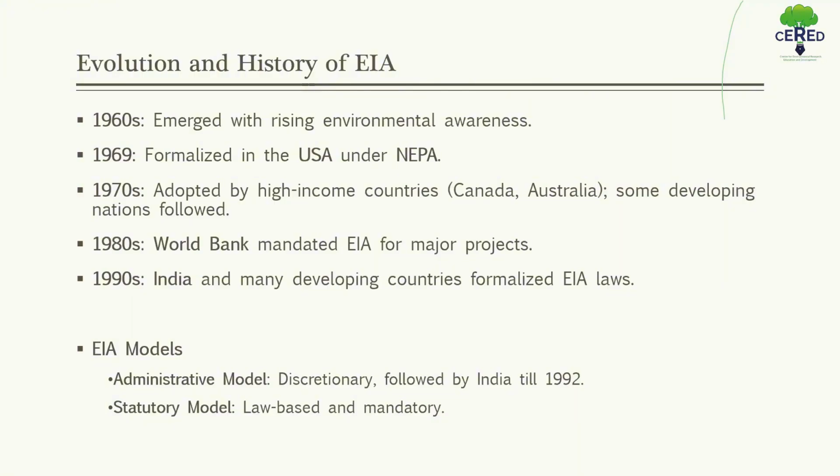Initially, India followed an administrative model and shifted to a statutory model by the 1990s. As you see, in the 1990s, India and many developing countries formalized EIA regulation enforceably. And it has two models. The first one is the administrative model, and the second one is the statutory model. The administrative model came before 1994, followed by India till 1992, and the statutory model is law-based and mandatory, which is followed after 2006.